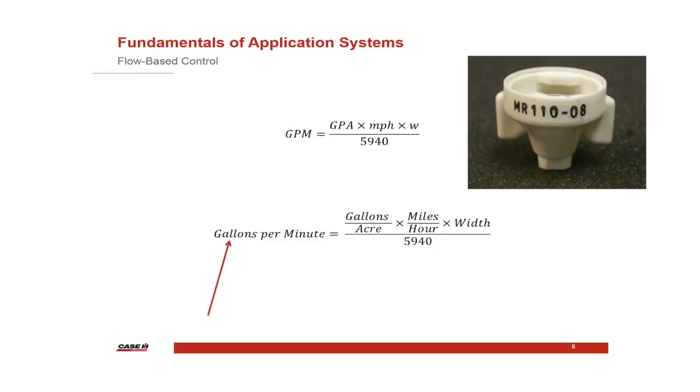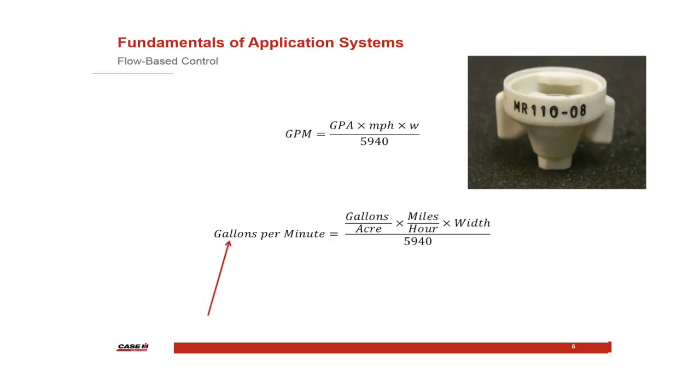Keep in mind this equation can be used for other things, like calculating the amount of flow per minute out of an entire boom or out of a section of the boom. So don't forget that this can be used also to calculate gallons per minute of product out of the machine, not just a single nozzle.